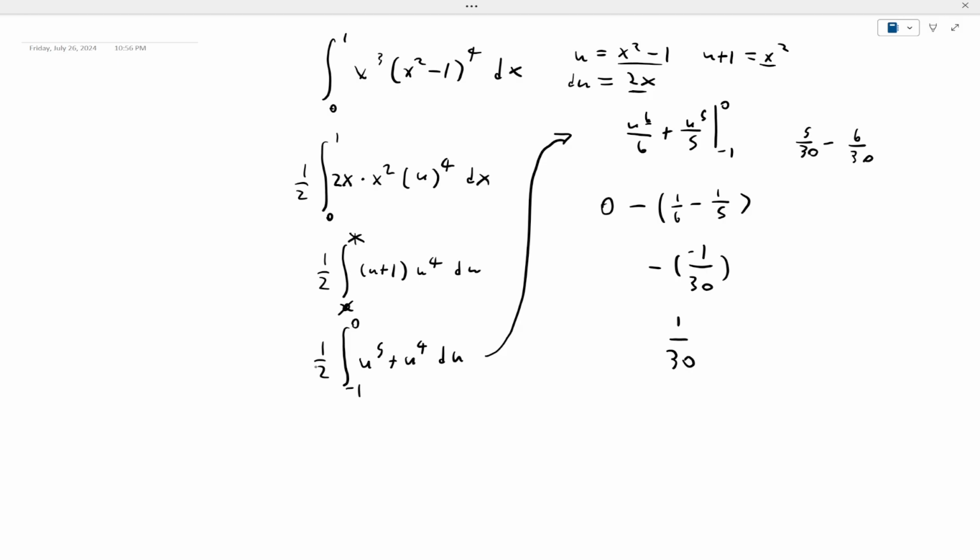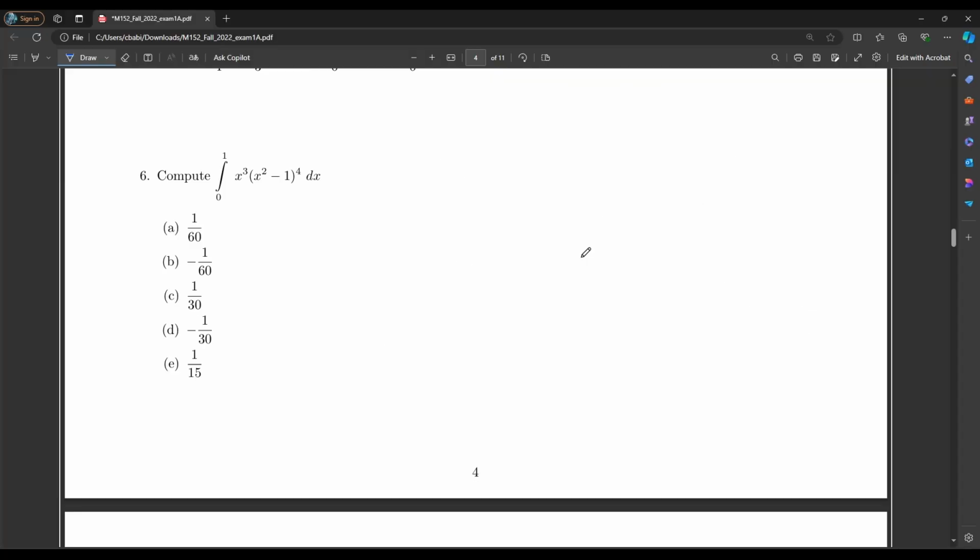And we have to remember we have this 1/2 over here, so all of this is still multiplied by 1/2, and that's going to equal 1 over 60. So there we go. That is our answer, which is going to be A.